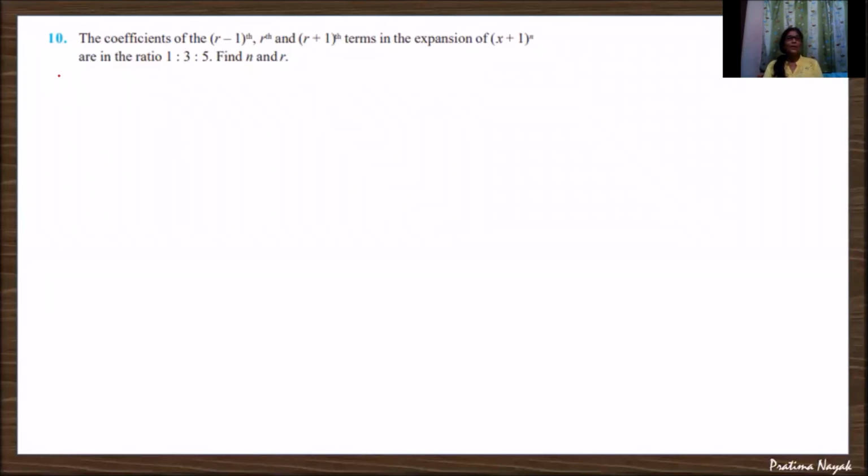So we are expanding (1 + x)^n. The question is: the coefficients of the (r-1)th, rth and (r+1)th terms are in the ratio 1:3:5. So if I expand this (1 + x)^n, it will be nC0 + nC1 x + nC2 x² (because 1 to any power is 1), and so on, nCr x^r sometimes, then your last will be nCn x^n.